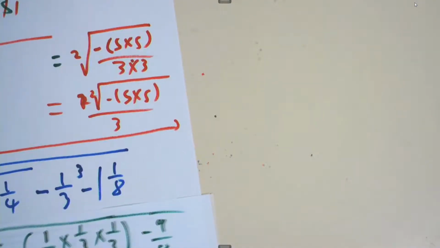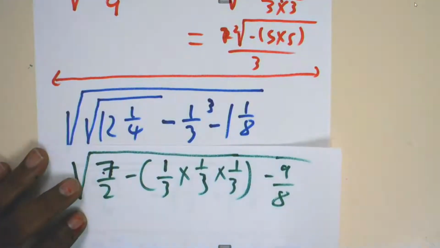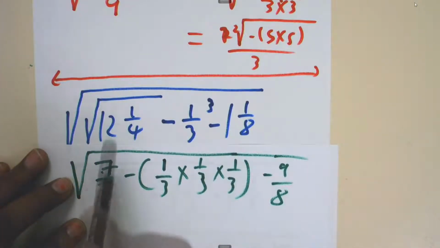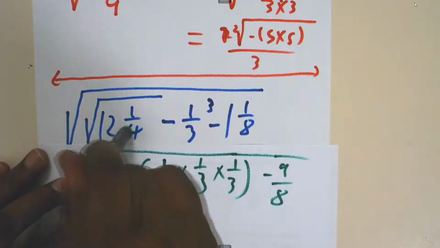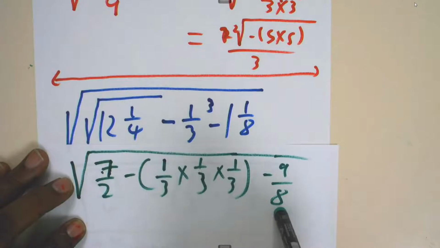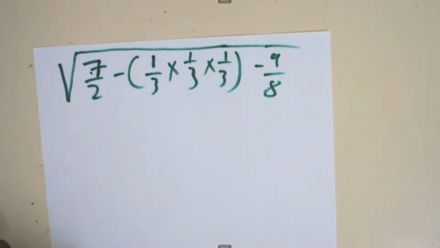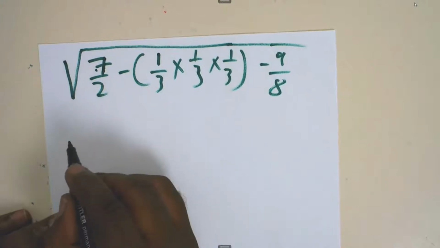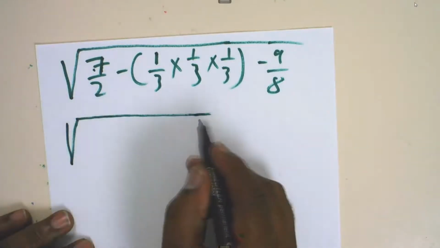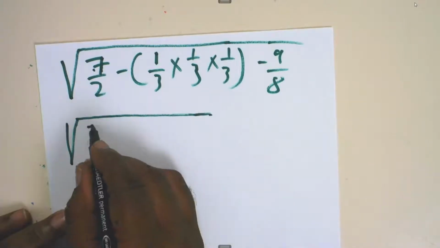Remember where we come from? This is what we got out of this. All right? Now, square root 7/2.